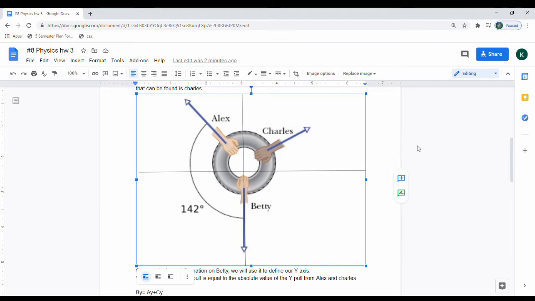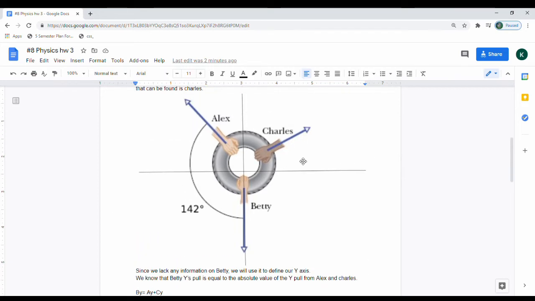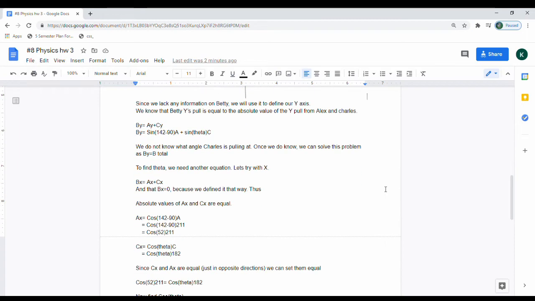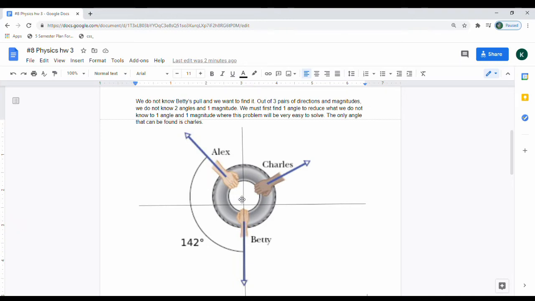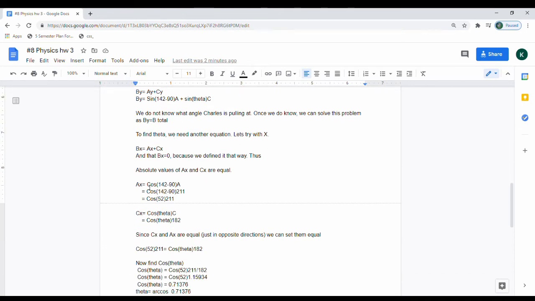So we need to find the angle Charles is pulling up. This is the key realization for this question. Betty is not pulling at all in the x direction. So the amount that Alex is pulling in the x must be equal to the amount Charles is pulling in the x. This is very useful to know because we can figure out how much Alex is pulling in the x direction. We already know the angle, and we already know the total magnitude. So we take the angle, which would be 52, or 142 minus 90, multiply it by 211.